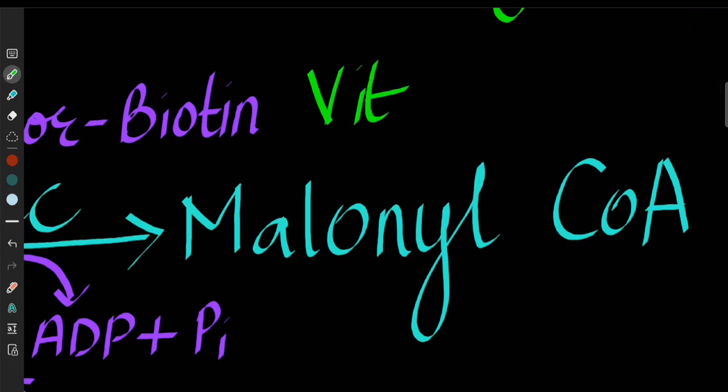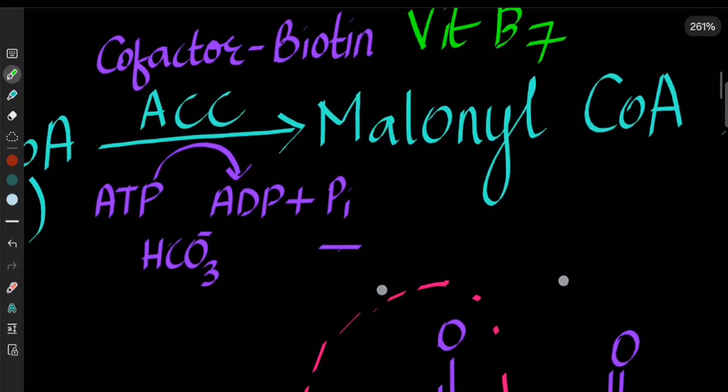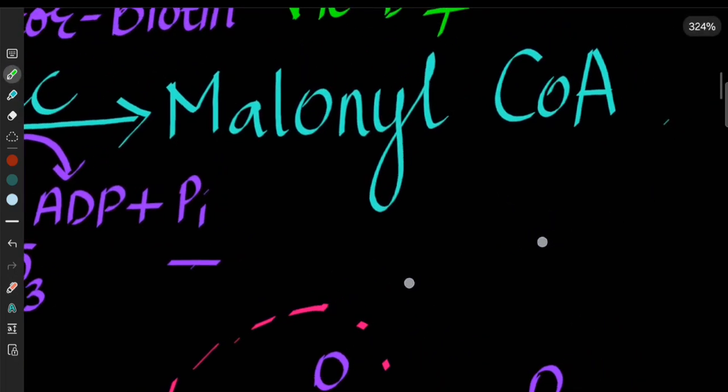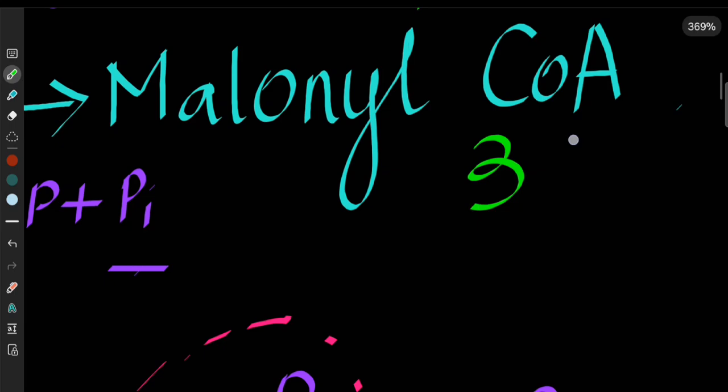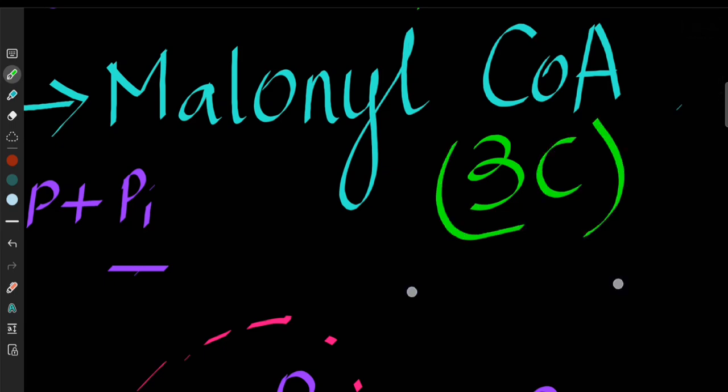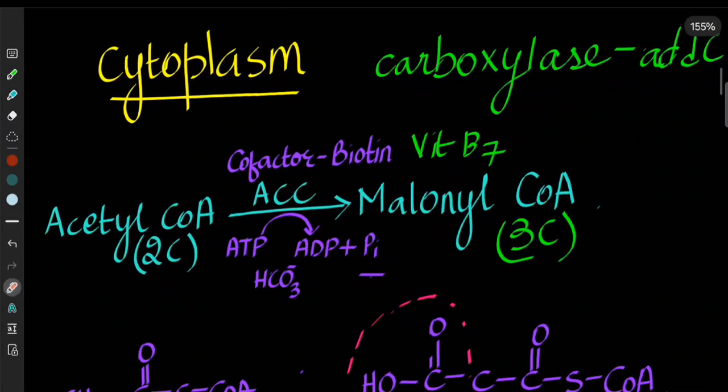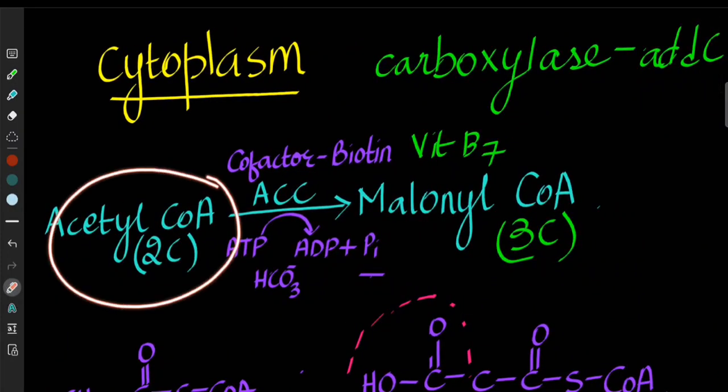So now let us try to see what exactly happens. When I add one extra carbon to acetyl coenzyme A, what I'm gonna get? I'm gonna get malonyl coenzyme A, which is a 3-carbon compound, right? So what are the things that are being used in this particular reaction? Acetyl coenzyme A, which is a 2-carbon compound. Then we have the enzyme, right, which is acetyl coenzyme A carboxylase.